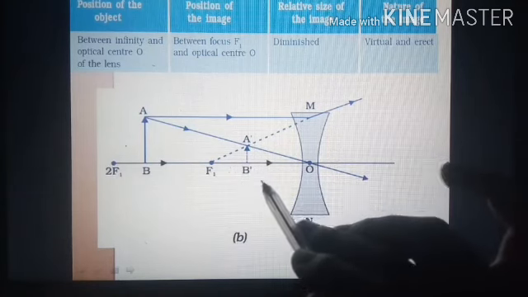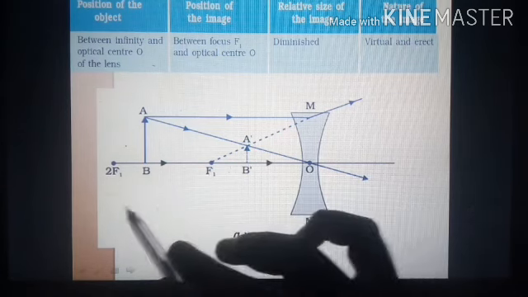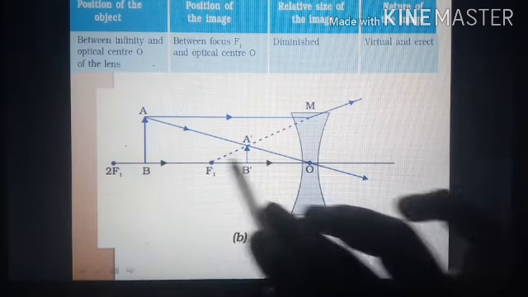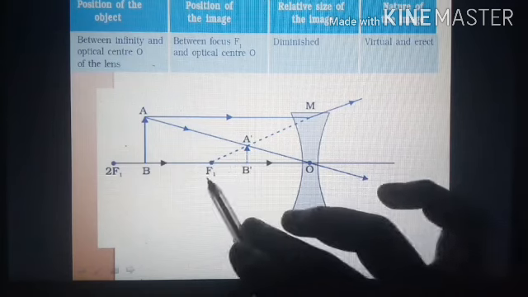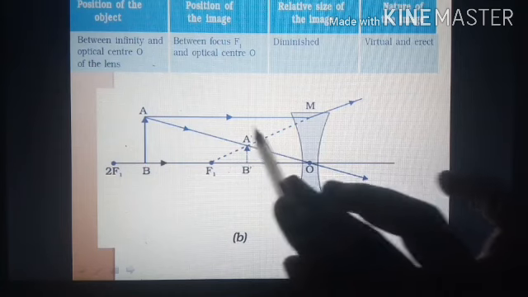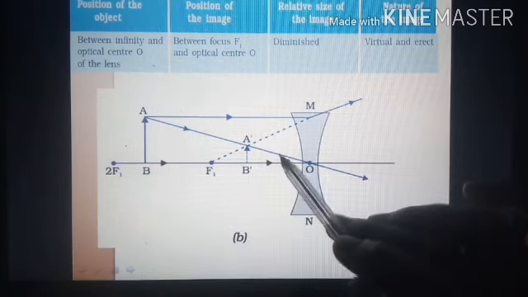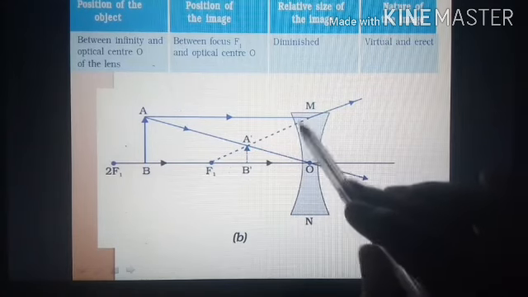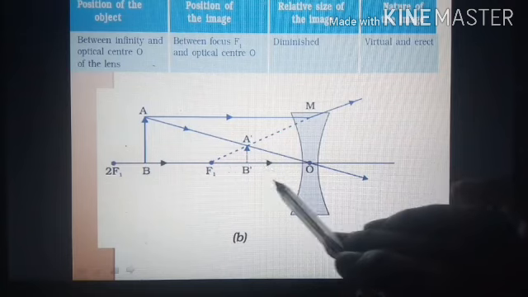So here the object is placed between 2f1 and O, that is, between infinity and the optical center. The image is obtained between the focus and the optical center. The size will be diminished, virtual and erect. We cannot see the image on a screen; we can view it only through the lens itself. So it is called virtual.